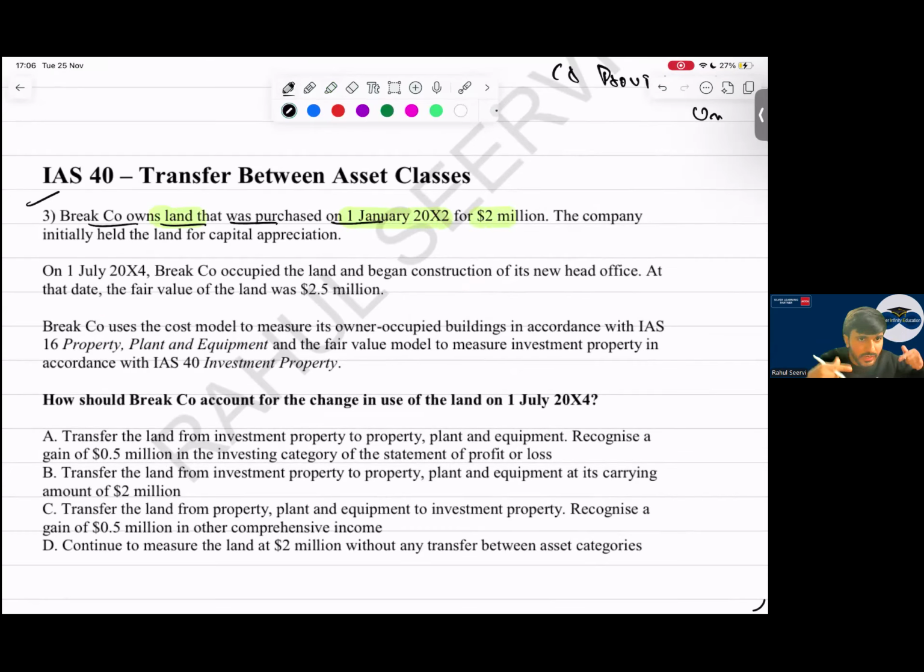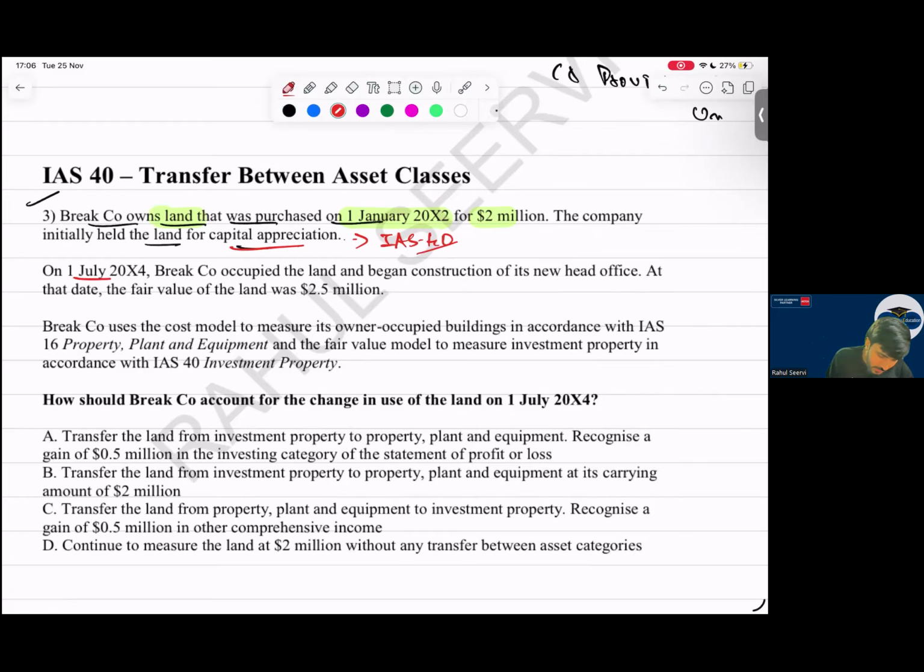If it is a land, do we depreciate? No depreciation. If it is a land, no depreciation. The company initially held the land for capital appreciation. I have purchased the land, and this land is for capital appreciation. If it's for capital appreciation, which standard? Sir, IAS 40. It's under IAS 40 then.